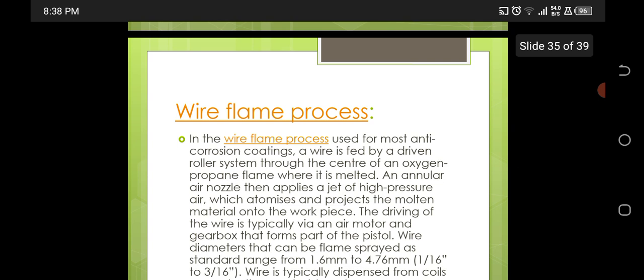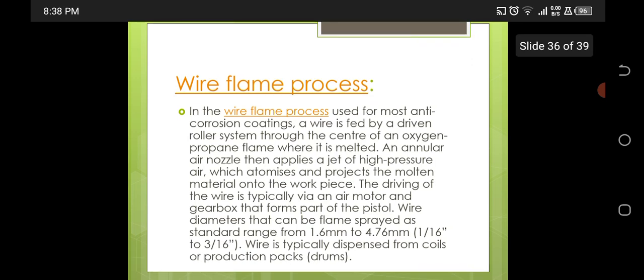The wire is driven by an air motor or a gearbox that forms a part of the pistol, where the oxygen propane flame is produced. The pressurized air is passed so that it can lead this melted material toward the target substance. Okay, then after that we have an arc spray.